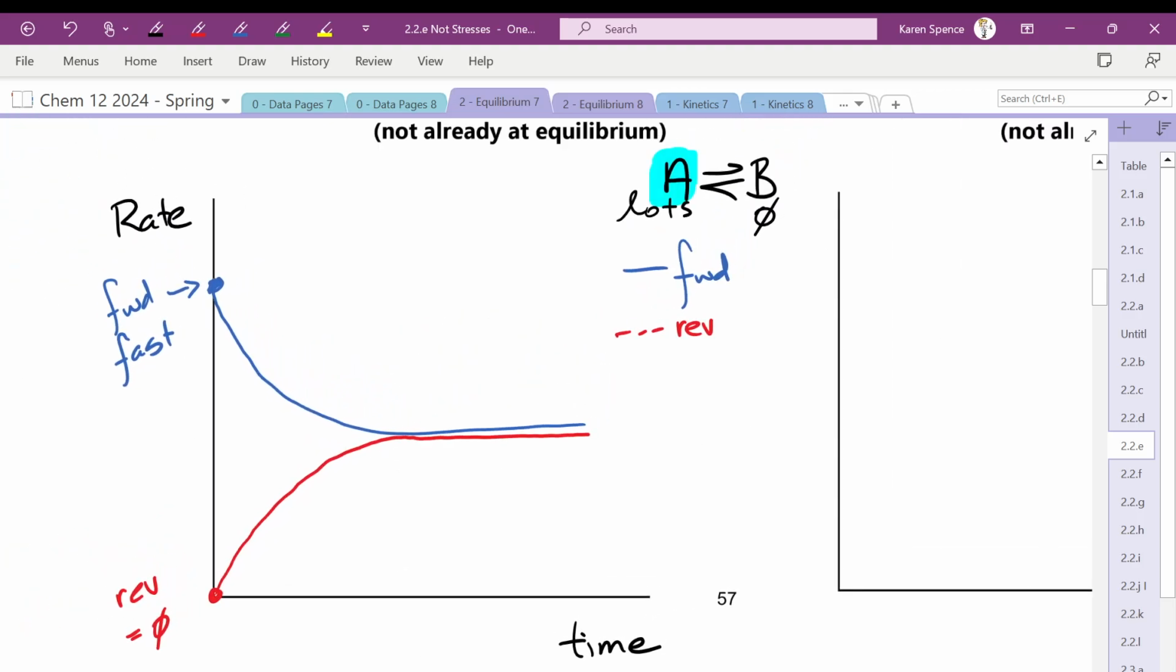Okay. Now, this here, actually, I should say that this is forward and this is reverse. And then we're going to have forward catalyzed and reverse catalyzed. What would happen to those curves if we then decided to catalyze it?